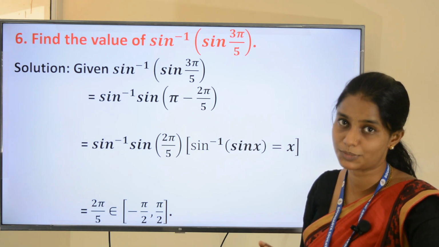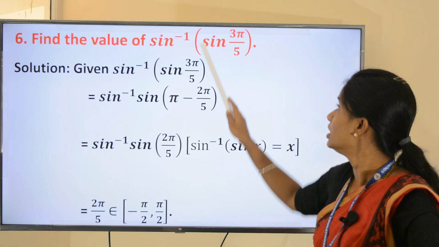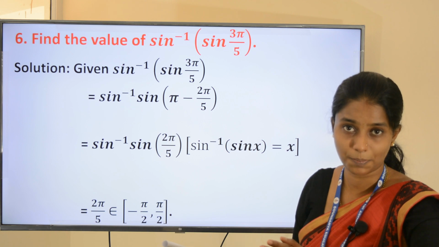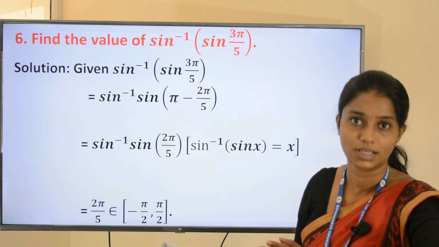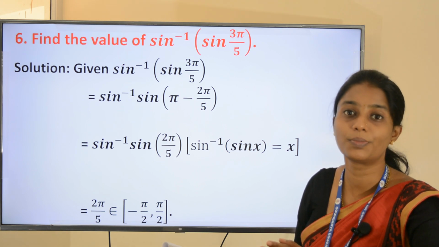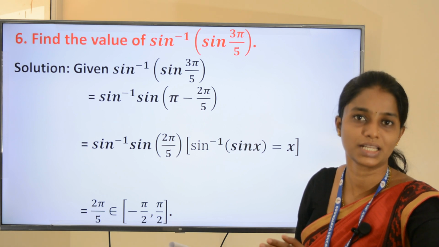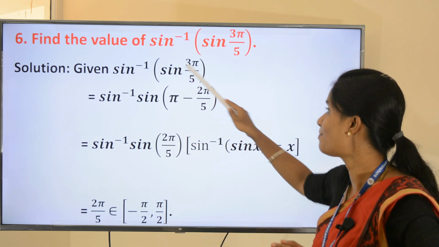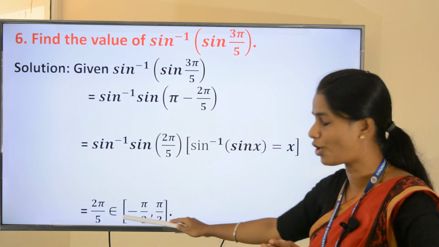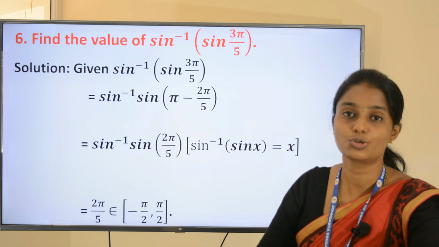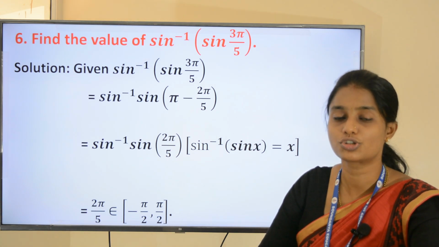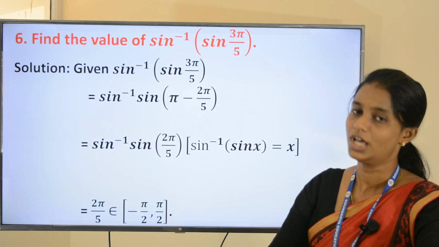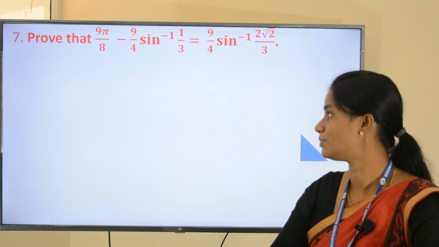Please observe, very important in this problem: sine inverse of sine 3 pi by 5, directly I cannot write 3 pi by 5. Why? Because 3 pi by 5 does not belong to the closed interval minus pi by 2 comma pi by 2. Because of that reason, we simplified this function and got the final answer 2 pi by 5, which belongs to the closed interval minus pi by 2 comma pi by 2. Now we'll move on to the next problem, students.